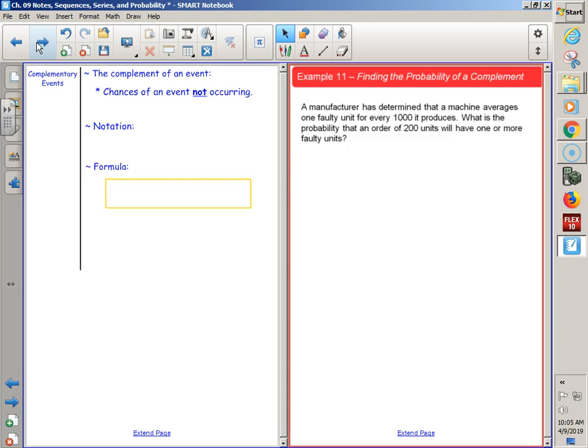Complementary events. Not like, oh, you're a nice event, not complimentary. That would be with an I, but complementary, like a complement of an angle. Supplement of an angle, complement of an angle.